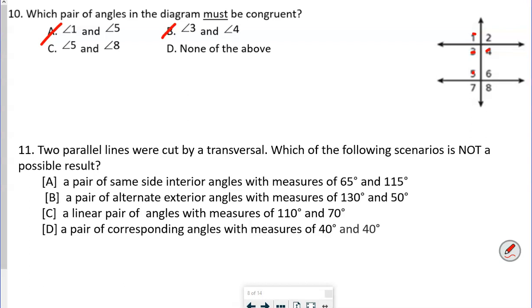What about 5 and 8? 5 and 8, y'all. Oh, yes, because they are vertical angles, right? And then obviously D is not true. Okay, vertical angles will always be congruent.